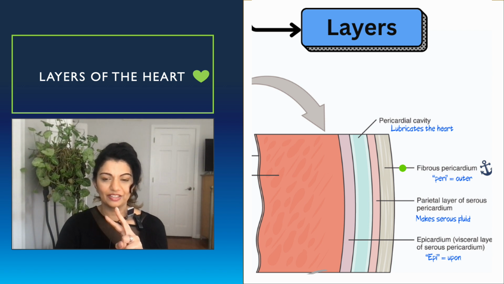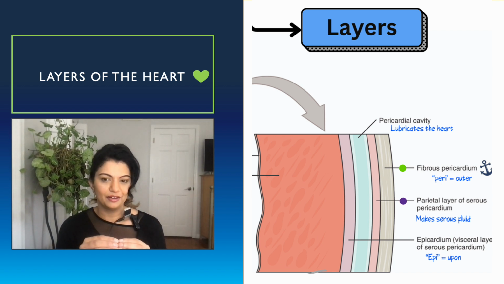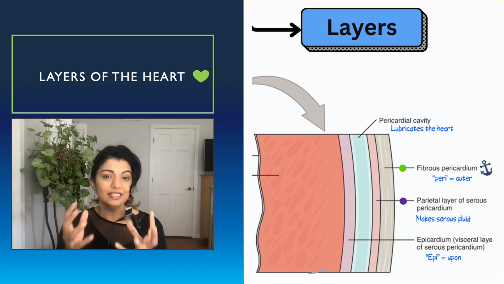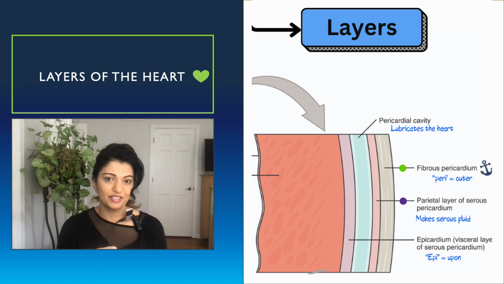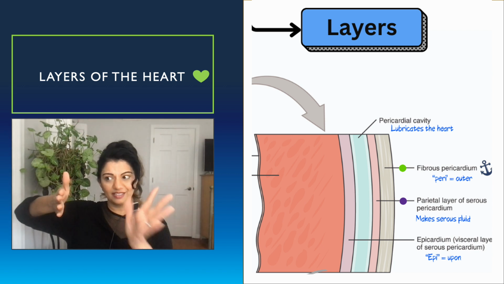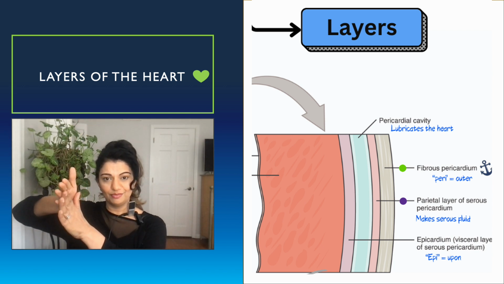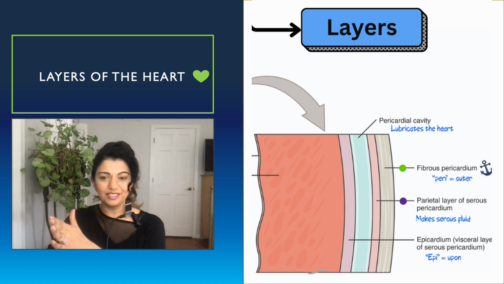So let's take a look at those. The parietal layer of the serous pericardium, this is what makes serous fluid, and it lines the inner surface of the fibrous. So you've got the fibrous and then you've got the parietal right there, right? And then of course there's the visceral pericardium, which is often called the epicardium.